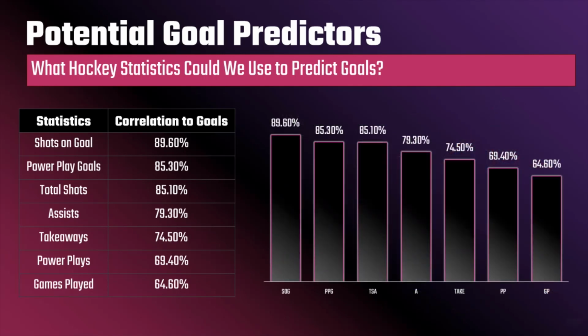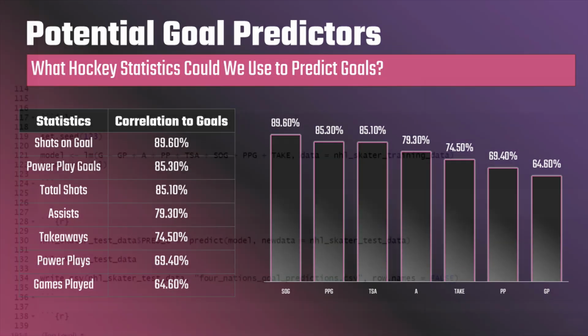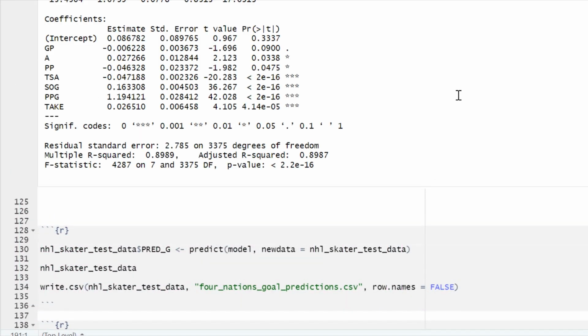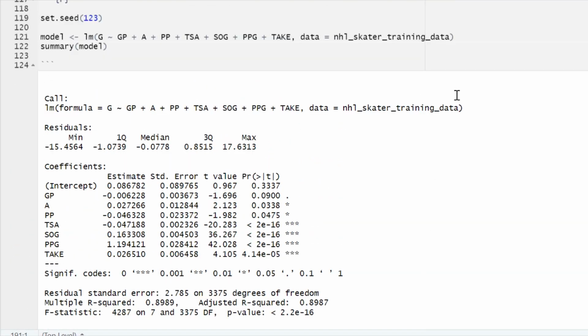Here's a different view of the strength of the correlations ranked strongest to weakest. Shots on goal clearly shows the strongest correlation in our dataset. Now that we have a decent set of variables for the model, the next step is to create the linear regression model. We used a standard R library and approach to do this, which resulted in the following model.